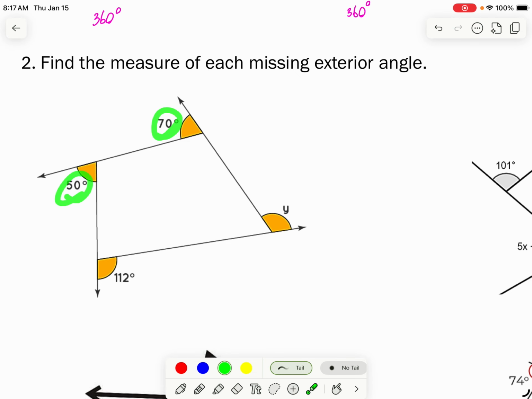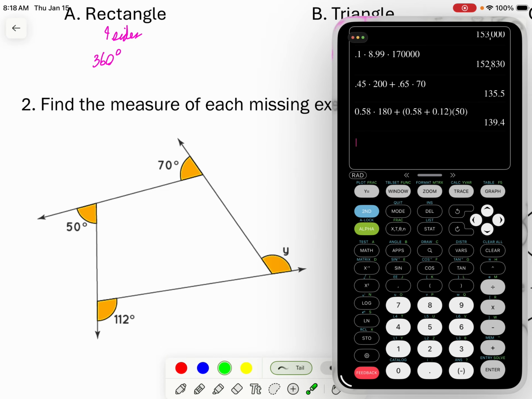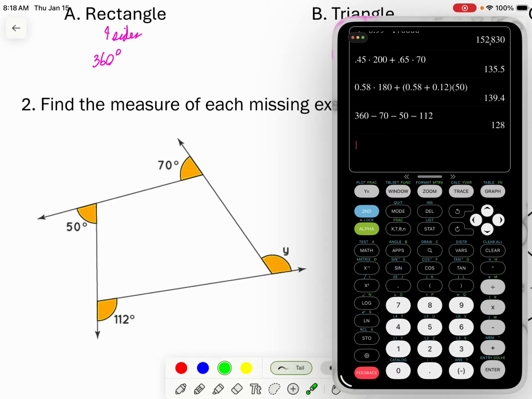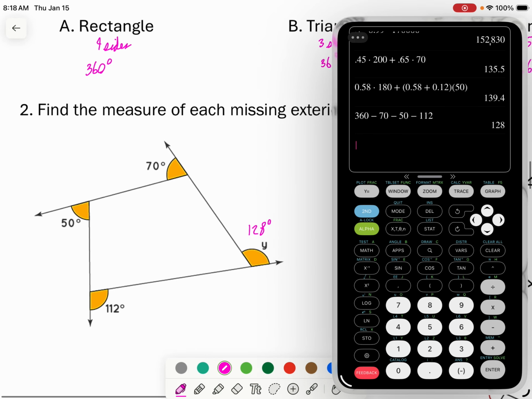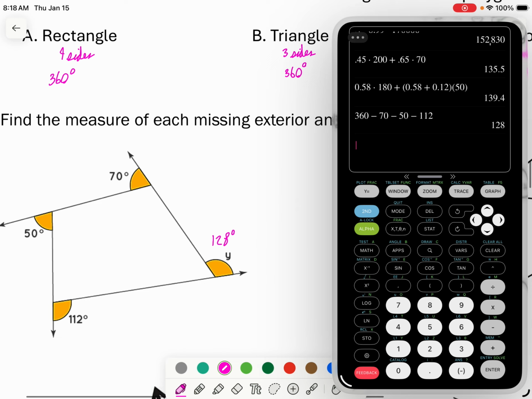So I know 70 plus 50 plus 112 plus y is 360 degrees. So I can go ahead and create an equation to solve this, and I can just be like 360 minus 70 minus 50 minus 112, enter, is 128 degrees. Now, I want to communicate how I know this answer. Notice how right now all I have is an answer because I did it in a calculator. Just want to communicate how I know this answer.